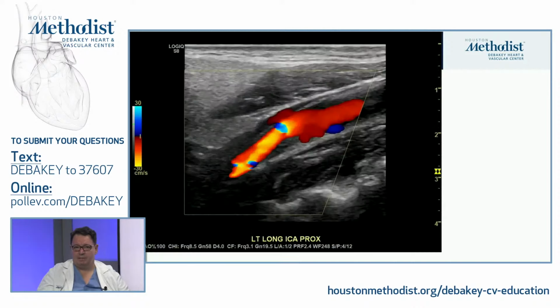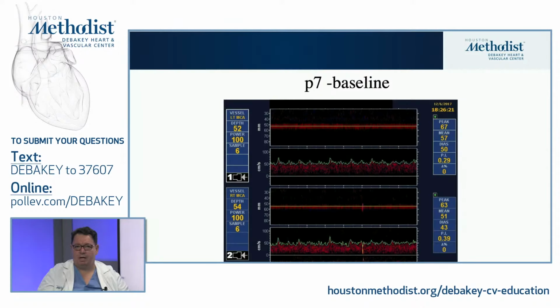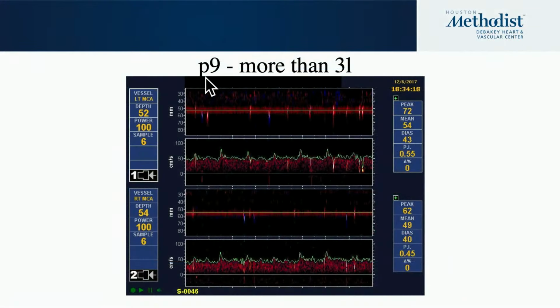And what I requested is, can we do a bilateral emboli detection with a TCD? And then this is what we did, and we saw this machine with the P setting, and I will tell you in a moment what that P setting was. And we see one embolus. When we change the P setting, which is more than 3 liters of perfusion by this Impella, we had bilateral microembolization.